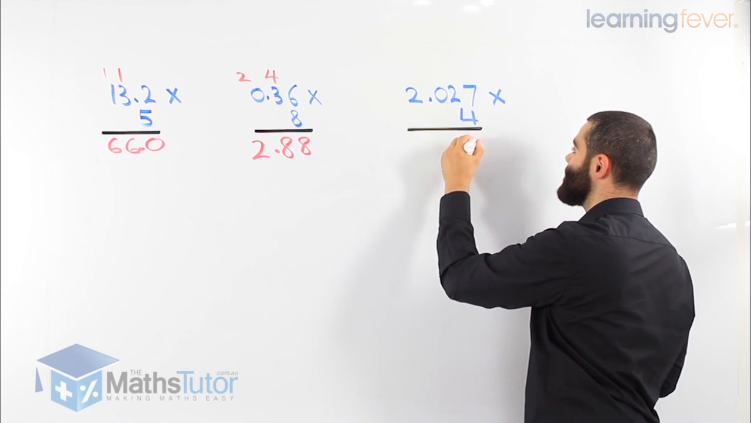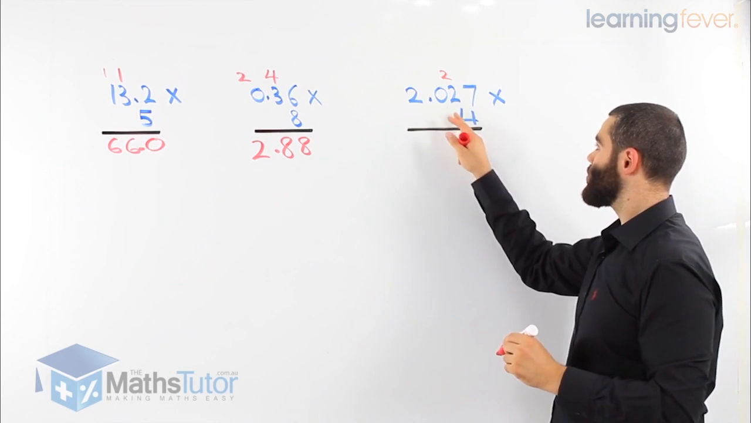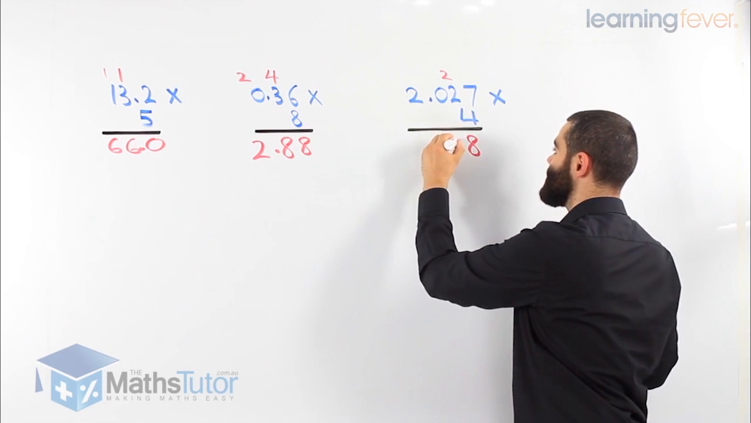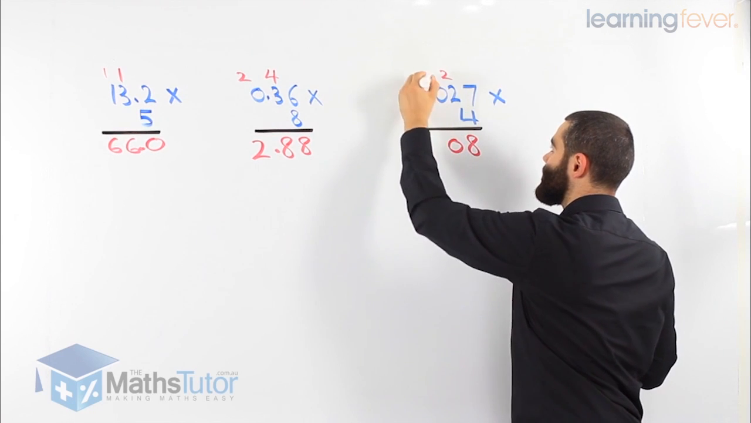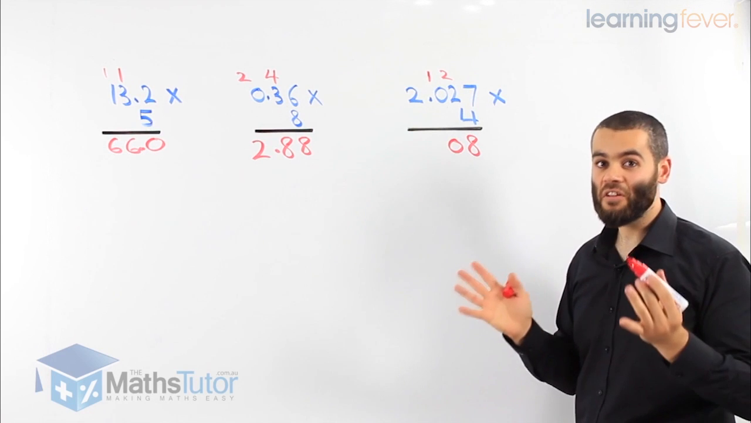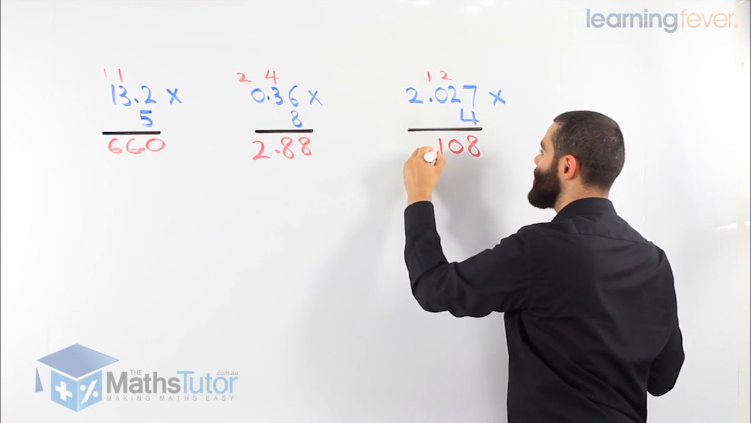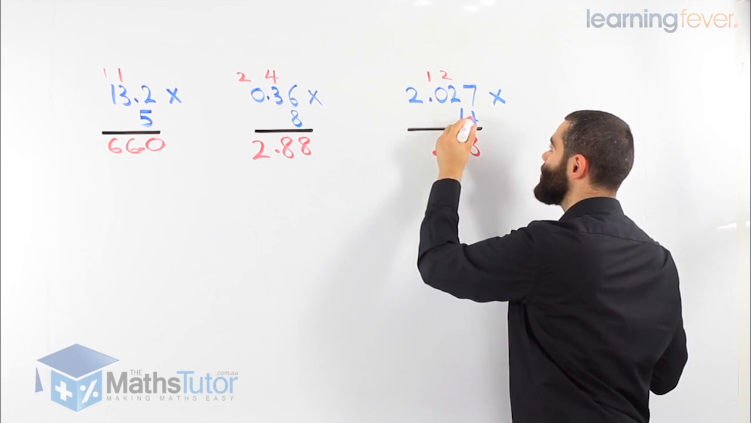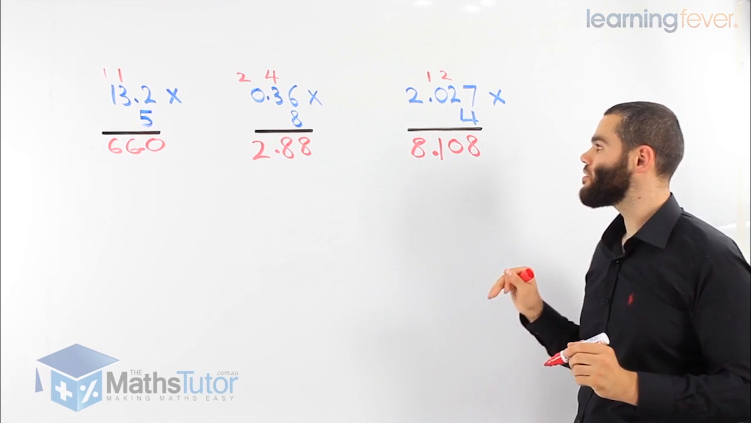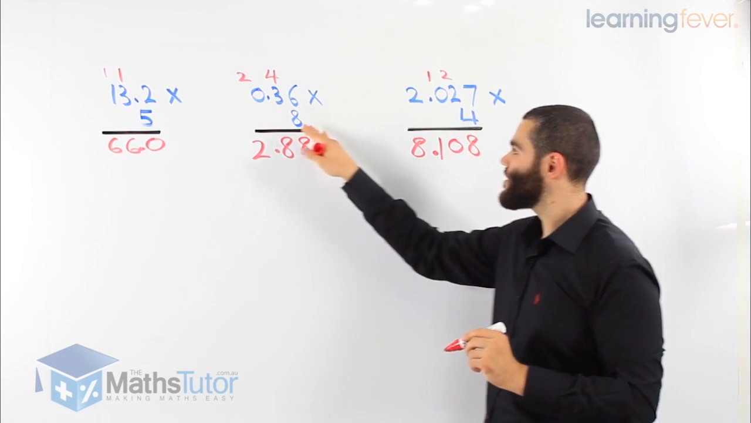Another example there. Our whole number down the bottom. 4 times 7, 28. 4 times 2, 8, plus the 2 is 10. Carry the 1. 4 times 0 is 0, plus 1 is 1. Now we're up to the point. Put it down. 4 times 2 is 8. So 8.108.